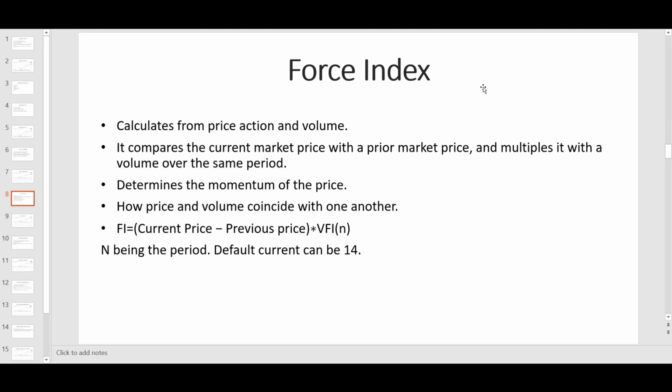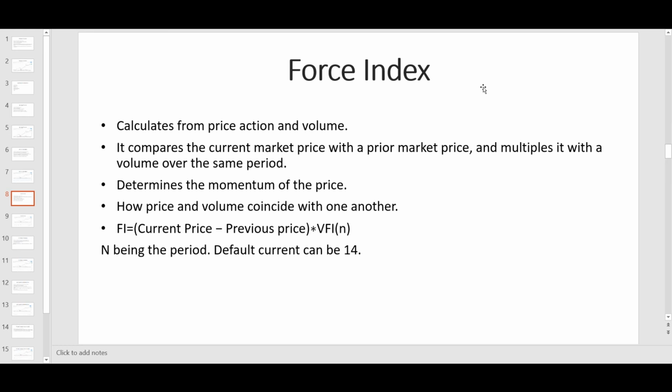It determines the momentum of a price. If a particular stock decreases but the volume increases drastically, there is a good chance that the momentum of the price can increase. If the volume drops on an increase in stock price, it means the demand is dropping and there is more probability of a reversal. This is how it determines the momentum of the price, and how price coincides with volume, which I have already explained.